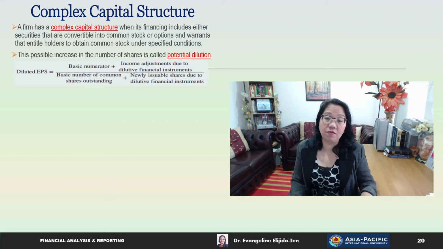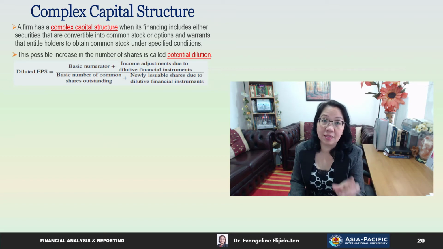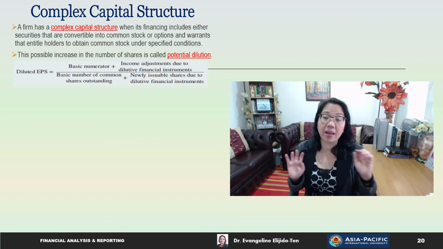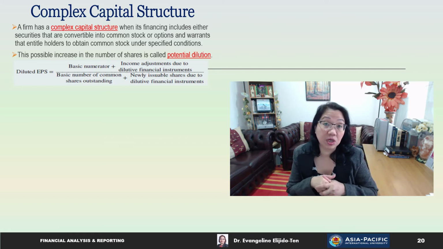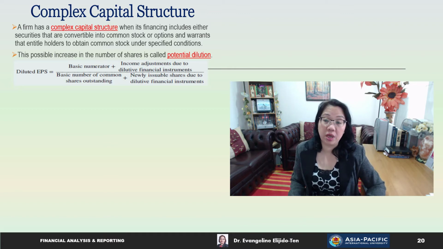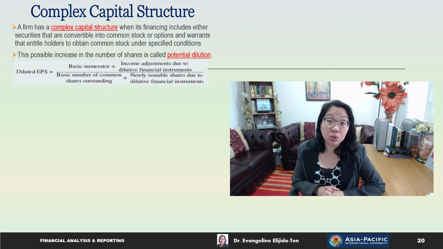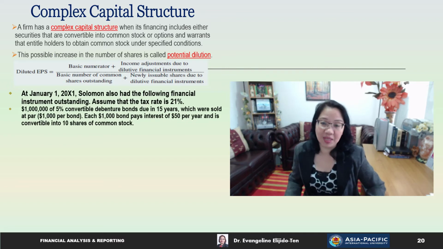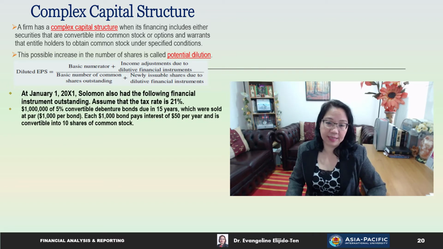Diluted EPS, therefore, is calculated as your basic numerator, that is your net income minus the preferred dividends, plus income adjustments due to dilutive financial instruments, divided by the basic number of common shares outstanding, plus newly issuable shares due to dilutive financial instruments. So let's have a look at this example.